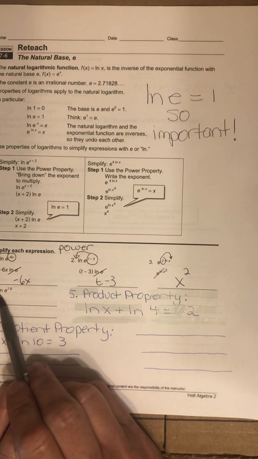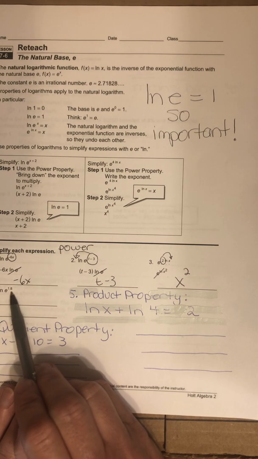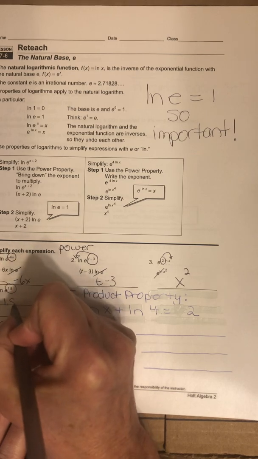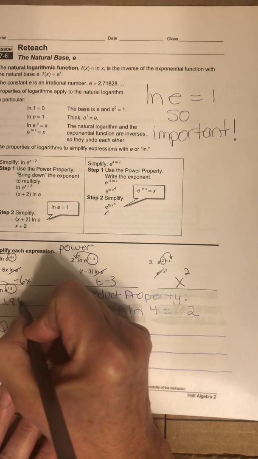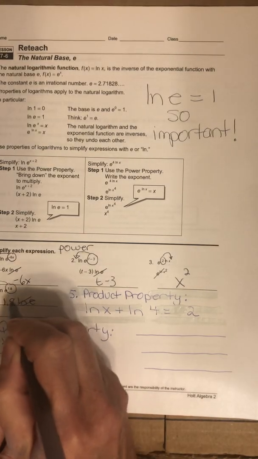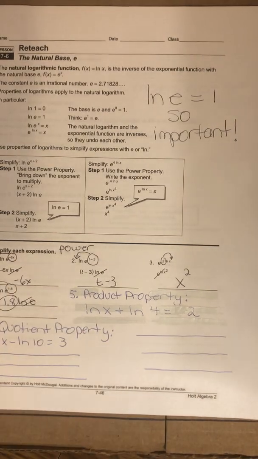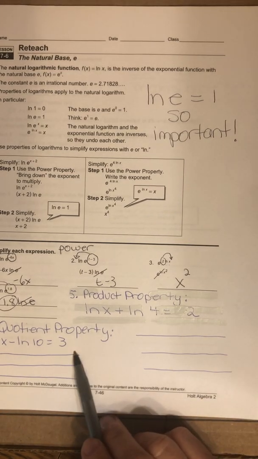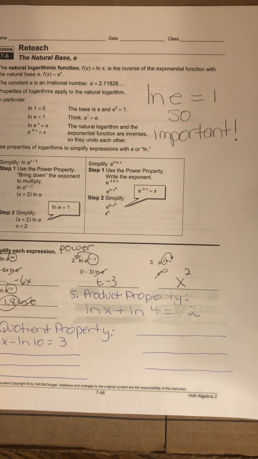Number 4, the natural log of e to the 1.8. I can bring the 1.8 out front by the power rule, multiply it by the rest of the log. The natural log of e is 1. You are left with 1.8. The product property and the quotient property also work with the natural log base because they are properties of logarithms.